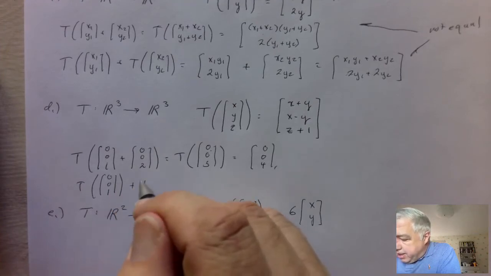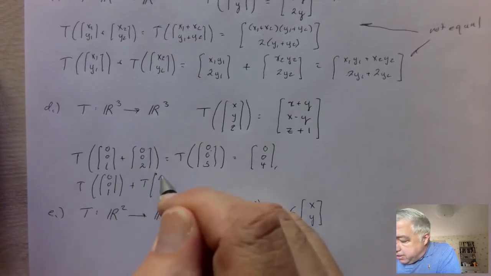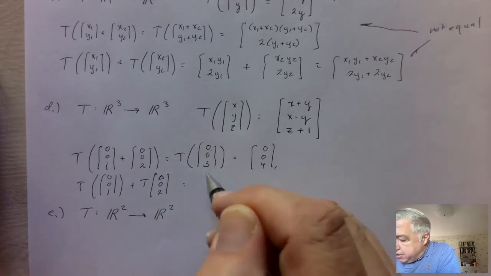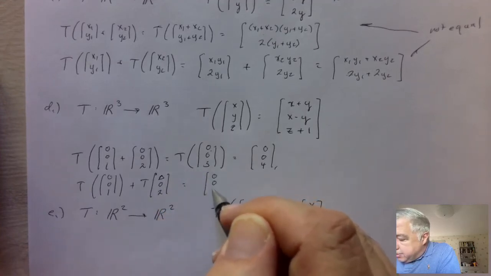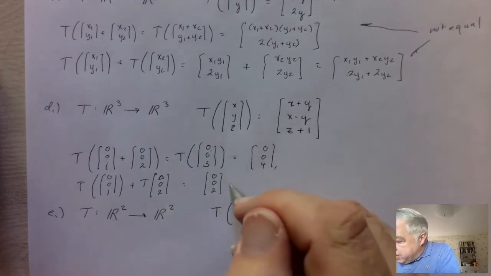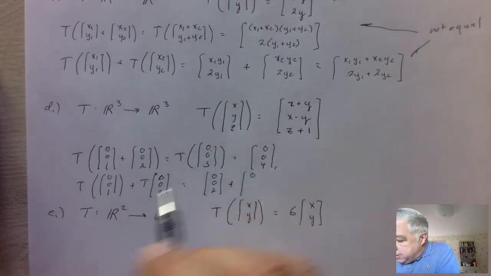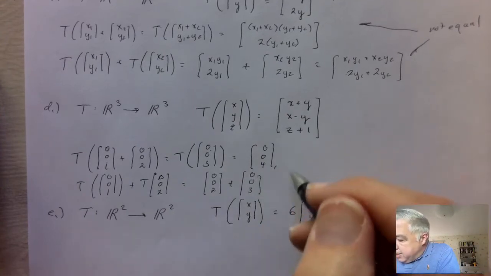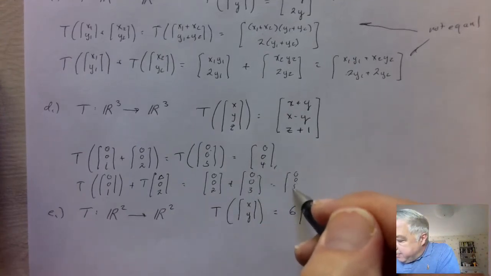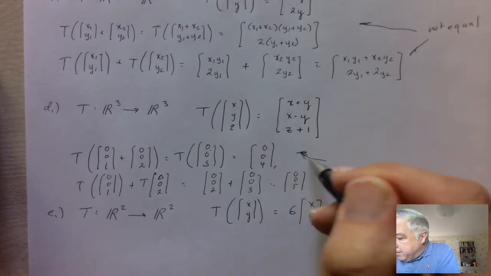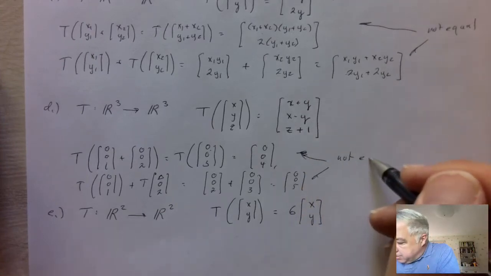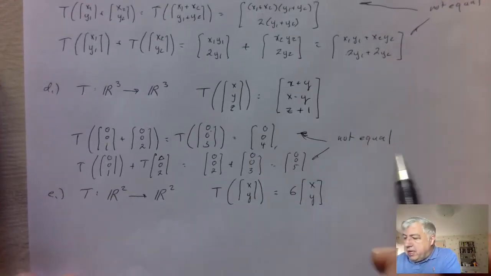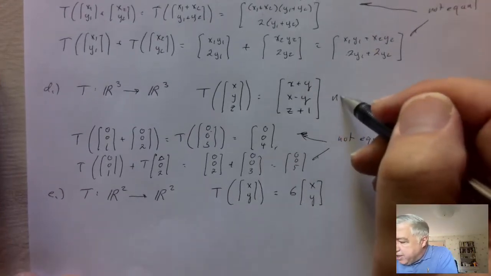But you can check that T of 0, 0, 1 is going to be 0, 0, 2, so that's 1 plus 1, and T of 0, 0, 2 will be 0, 0, 2 plus 1 is 3, so 0, 0, 3. Adding them gives 0, 0, 5, and these are not equal. So this will not be a linear transformation.